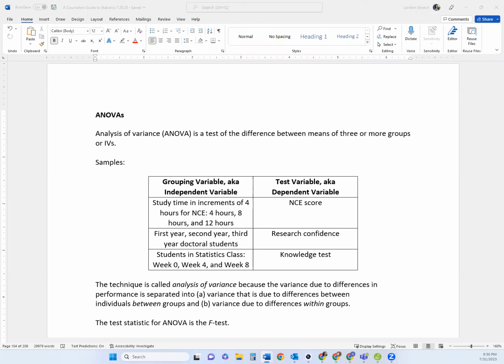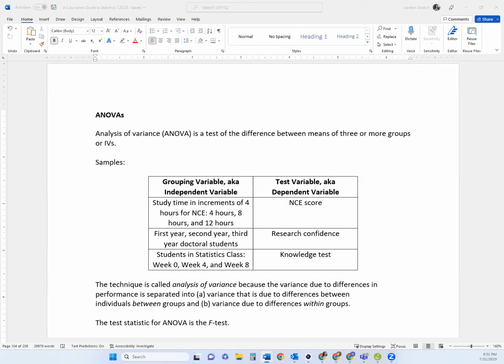Analysis of variance, or ANOVA, is a test of difference between three or more groups or independent variables. An example of that might be looking at study time for the National Counselor Exam. You could have a group of people who studied 4 hours, one that studied 8 hours, one that studied 12 hours, and your dependent variable would be the actual exam score, the NCE score.